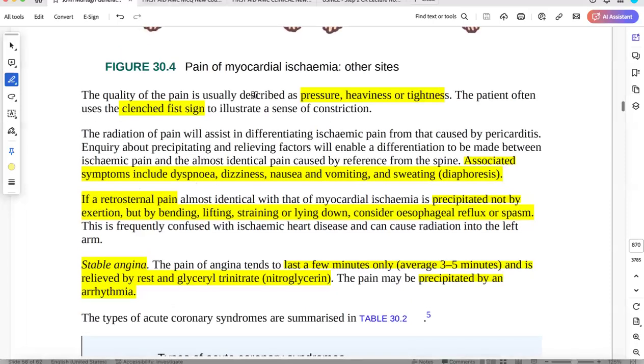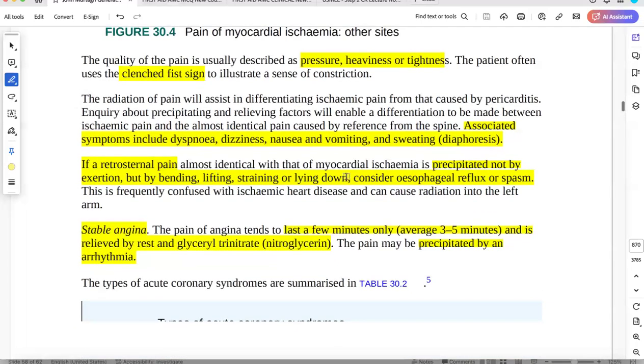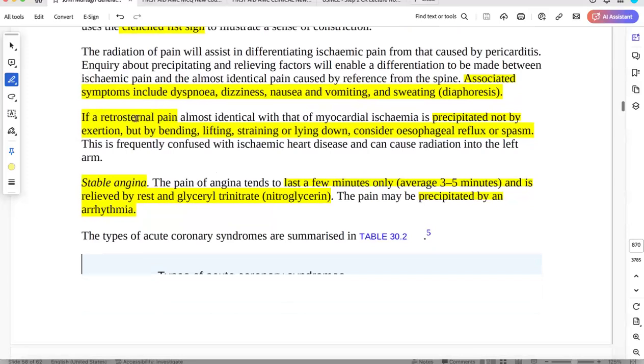The type of the chest pain for heart condition is pressure, heaviness, or tightness. Associated symptoms we already discussed. If a retrosternal chest pain is precipitated not by exertion, but by bending, lifting, straining, or lying down, consider esophageal reflux. So that is an important clue: if there is a pain which is retrosternal, but the pain is not related to exertion, but to bending or lying, it is likely to be gastroesophageal reflux.